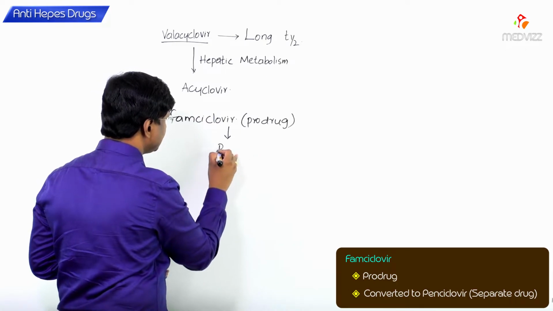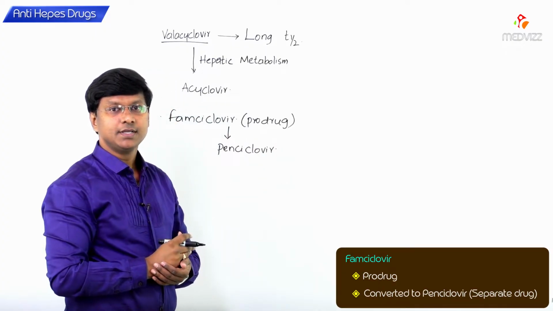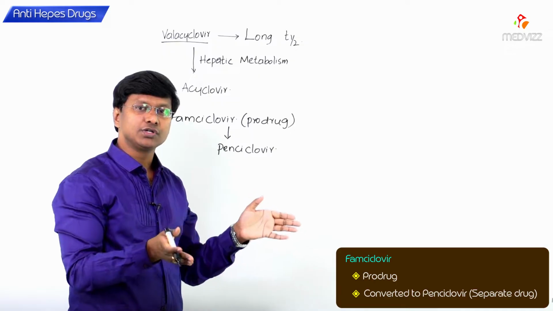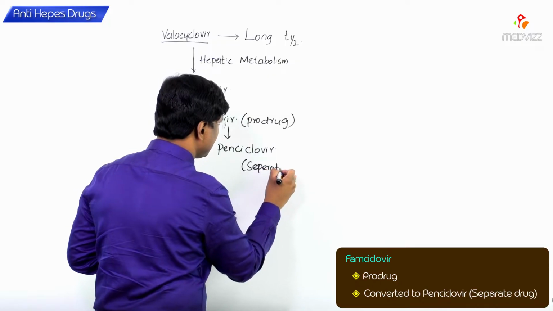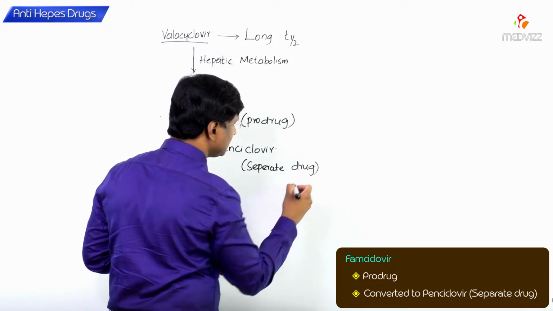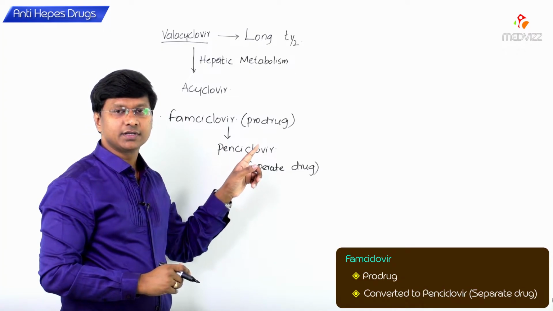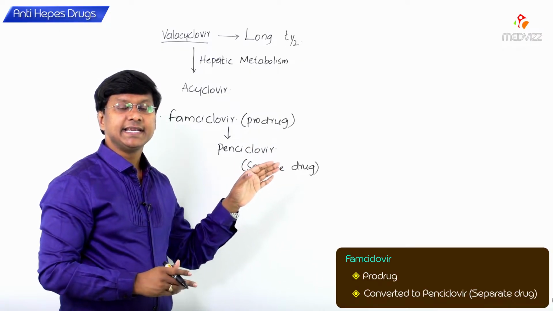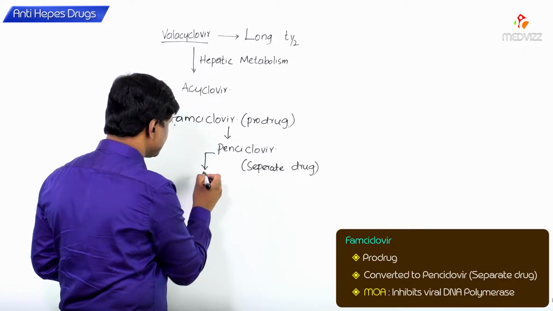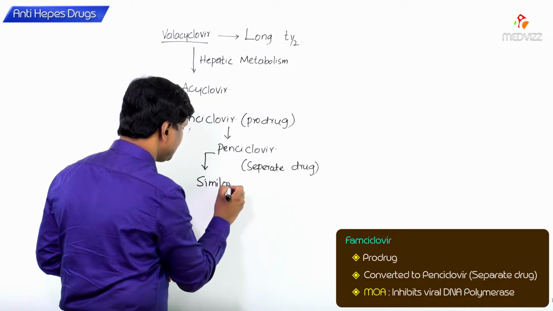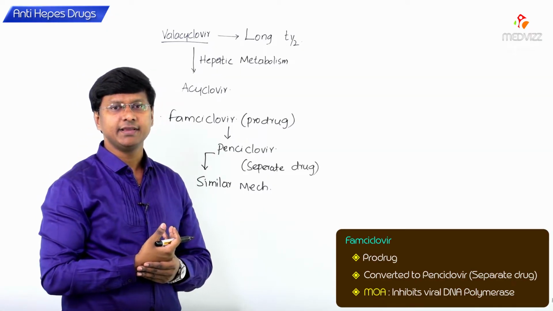Now this penciclovir is also developed as a separate drug. Famciclovir, which is a prodrug that gets converted into penciclovir, acts via a similar mechanism. What is that mechanism? They act by inhibiting the viral DNA polymerase.